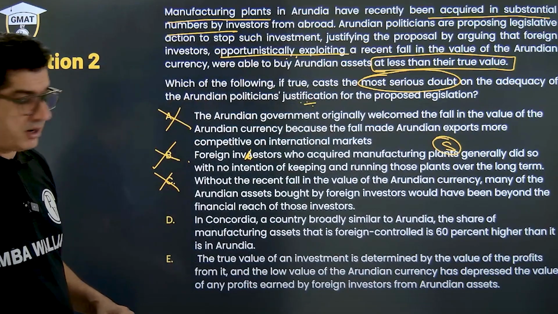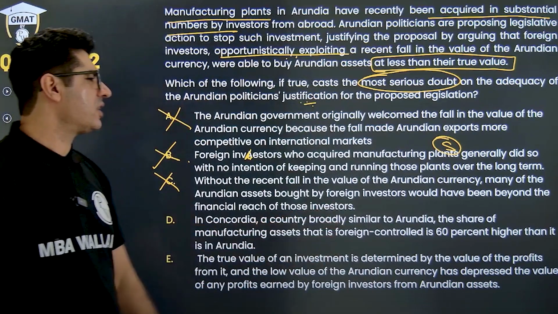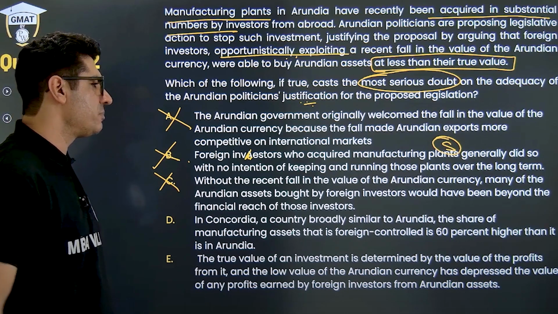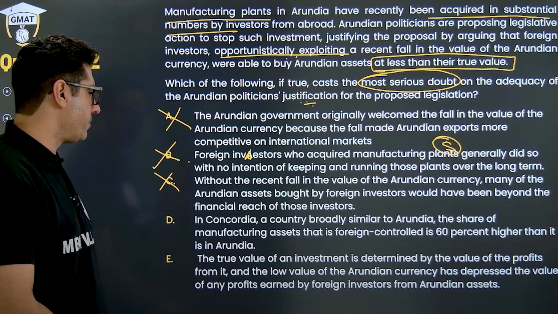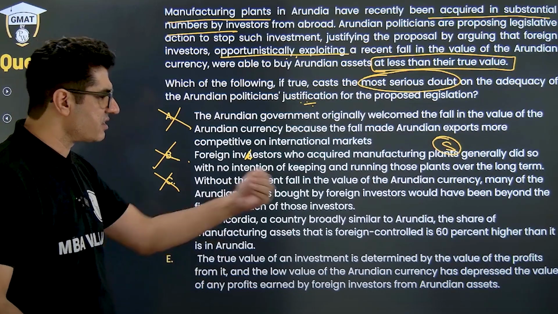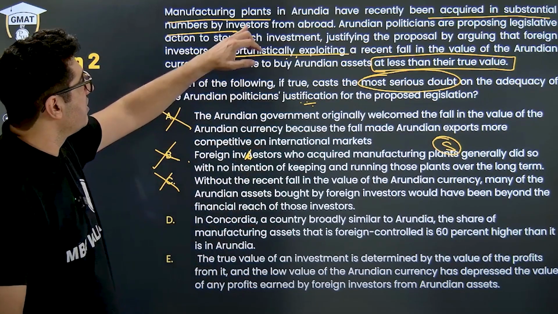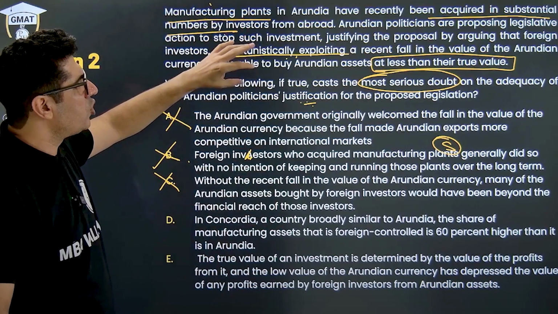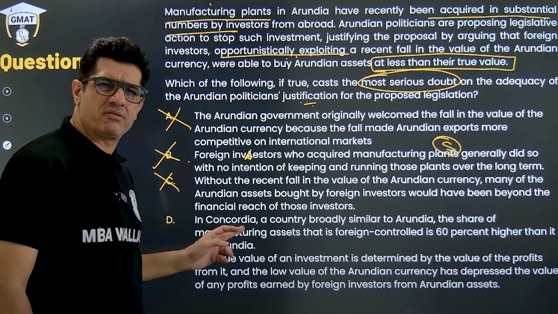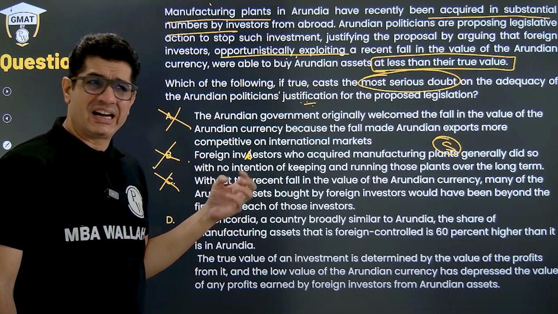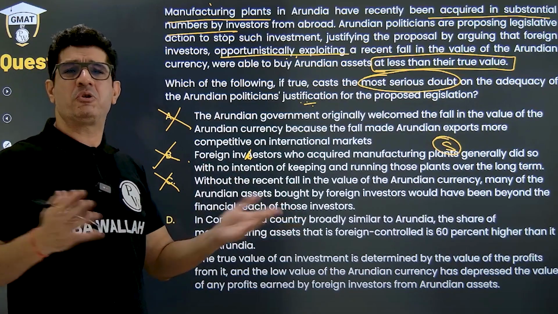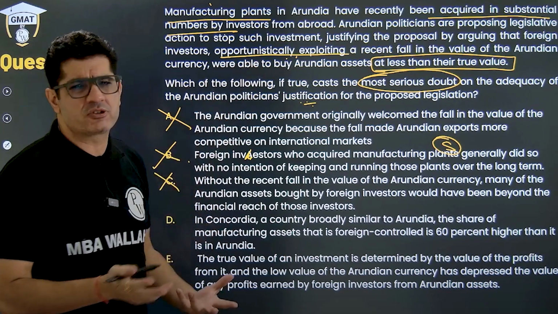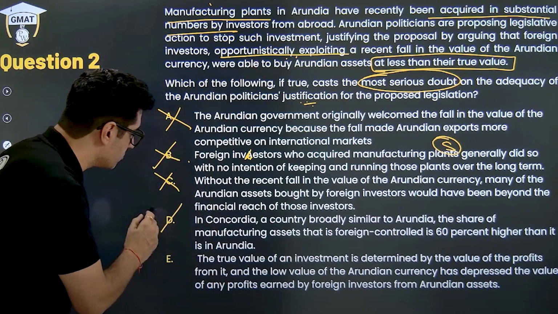D, in Concordia, a country broadly similar to Arundia, the share of manufacturing assets that is foreign controlled is 60% higher than it is in Arundia. Okay, so all it says is that there is another country where the share of foreign investors in manufacturing plants is 60% higher. So in Concordia, those investors are opportunistic or not? Are they benefiting the country or not? We don't know that. And unless we know that, we'd not be able to determine whether they are opportunistic or not. So even this is beyond the scope.